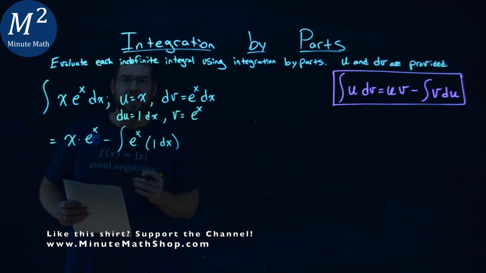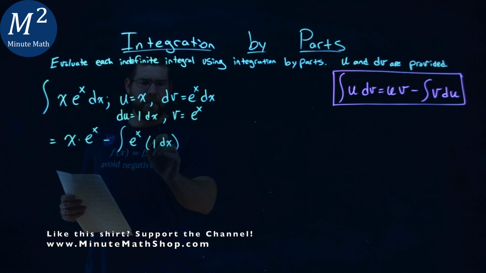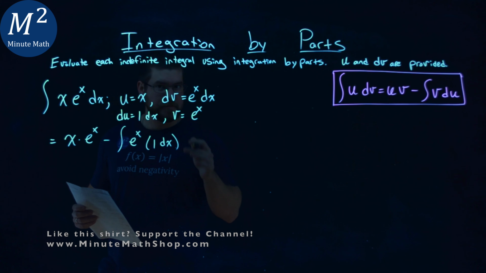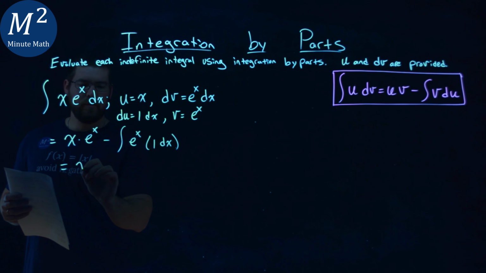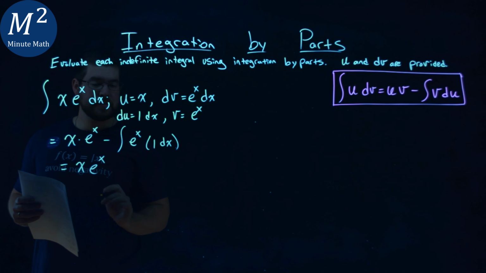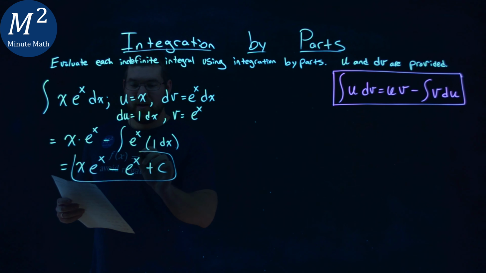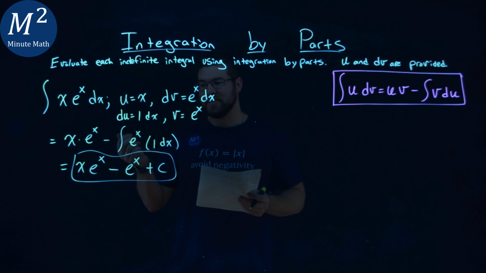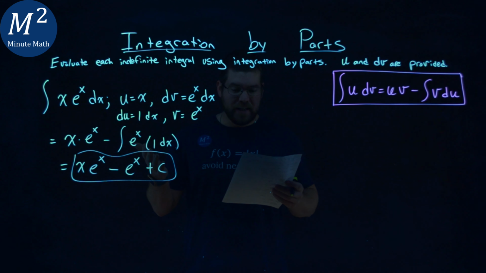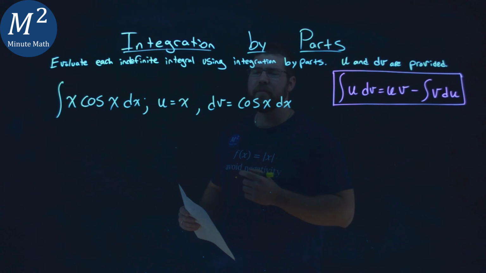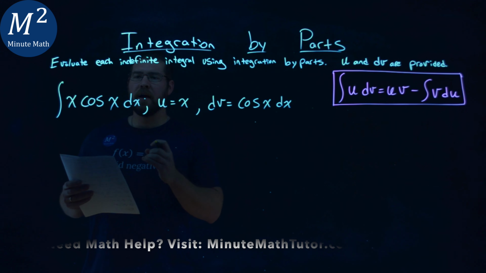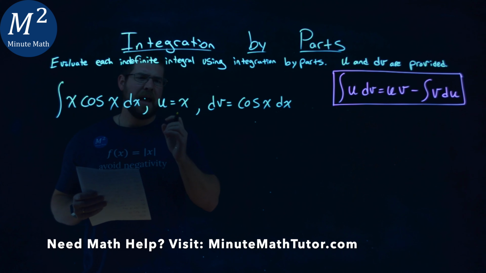Now, this is a little easier here, right? Because 1 multiplied by 1 dx is just dx. And so here, pretty easily, we have x e to the x minus, and what's the integral of e to the x? Just e to the x. Don't forget the plus c right here, and we're done. Not too bad. Our final integral and answer here is x e to the x minus e to the x plus c.